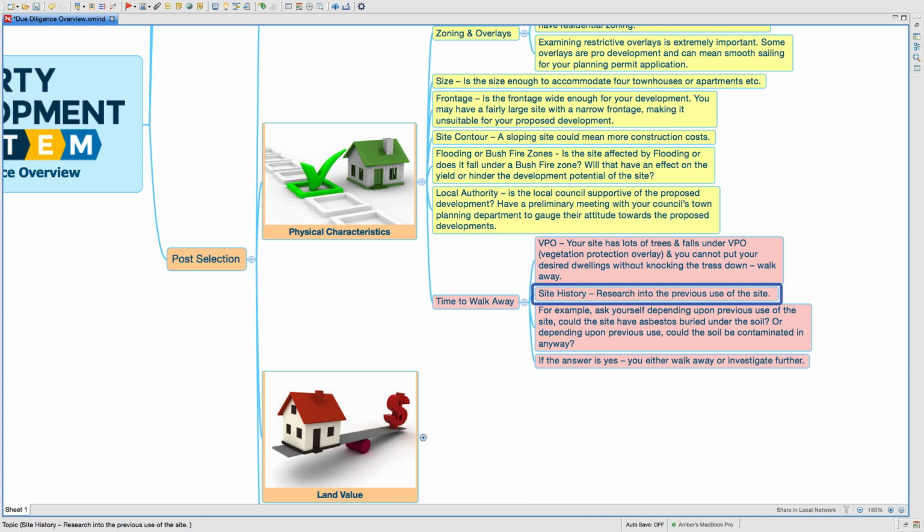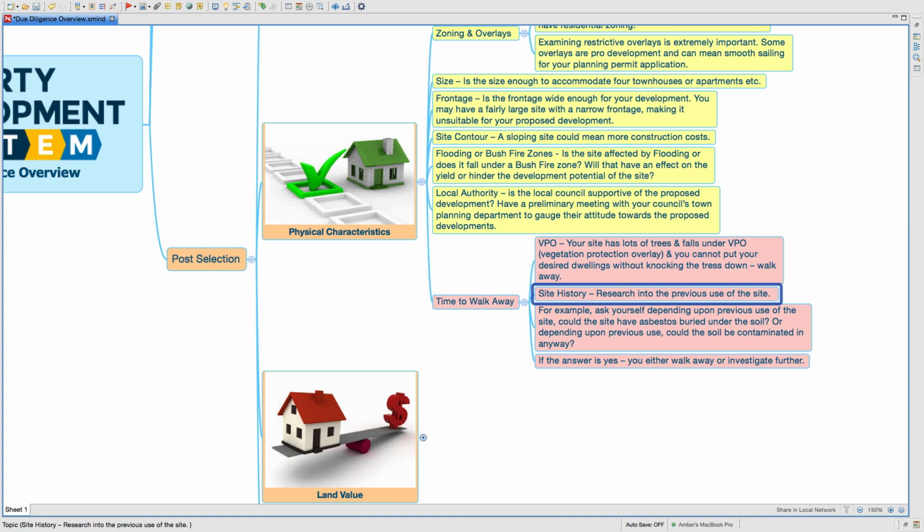which basically means you might not be able to build what you are planning to build, because there might be tree protection zones where the council might not allow you to have a habitable space overlapping that. So there are all sorts of issues with that.